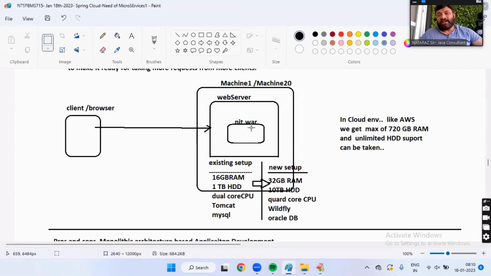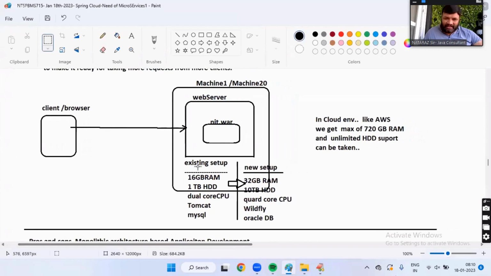No, instead of that, you purchased one place and first constructed the ground floor. When more money came, you constructed the second floor. When more money came, the third floor. When more money came, the fourth floor, right? This is vertical scaling.